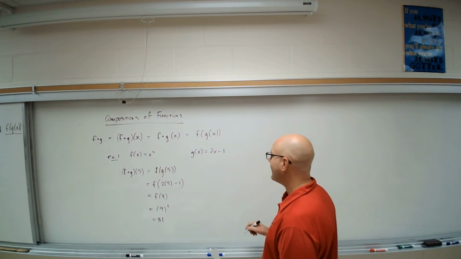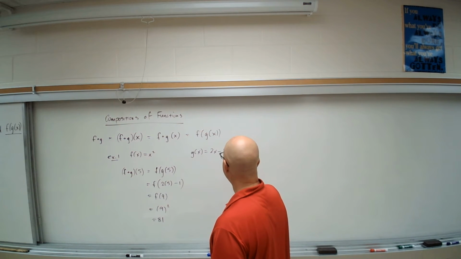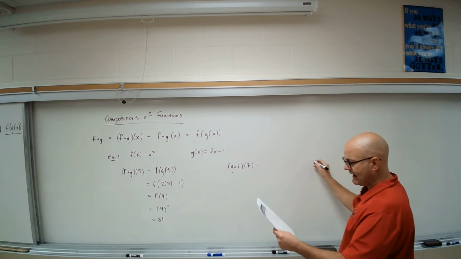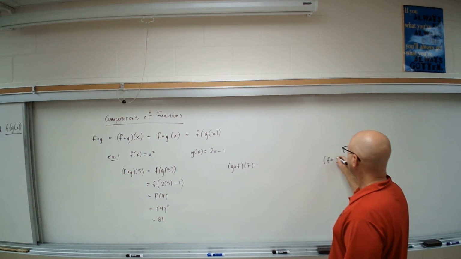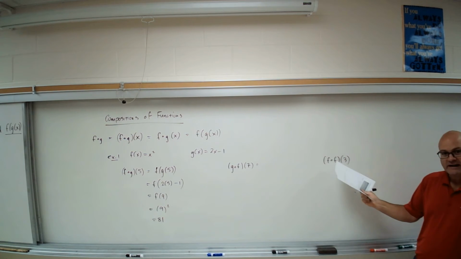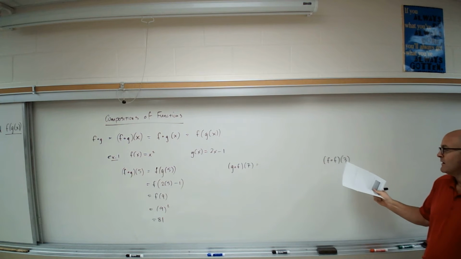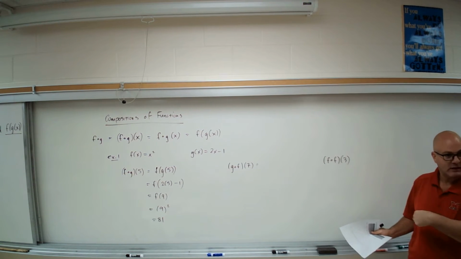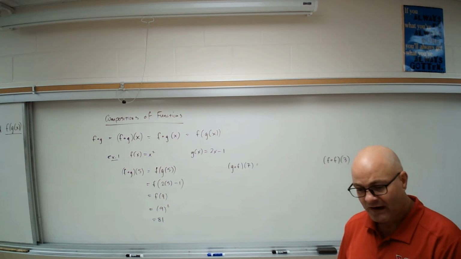Why don't you go ahead now and find these next two. We had g of f of 7, and then we have f of g of 3. Now in this case, we're going to plug 3 into g, get the answer, and then plug it back in. It's like you do it twice. Okay? Take a couple minutes and try those.